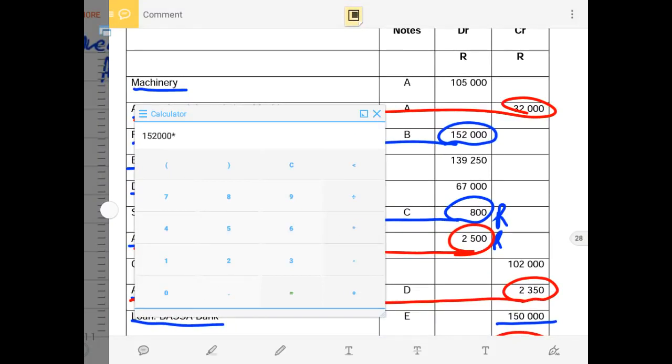152,000 rands. We multiply that by 5, we divide it by 100. Then that gives us 7,600 rands of the interest on the fixed deposit.